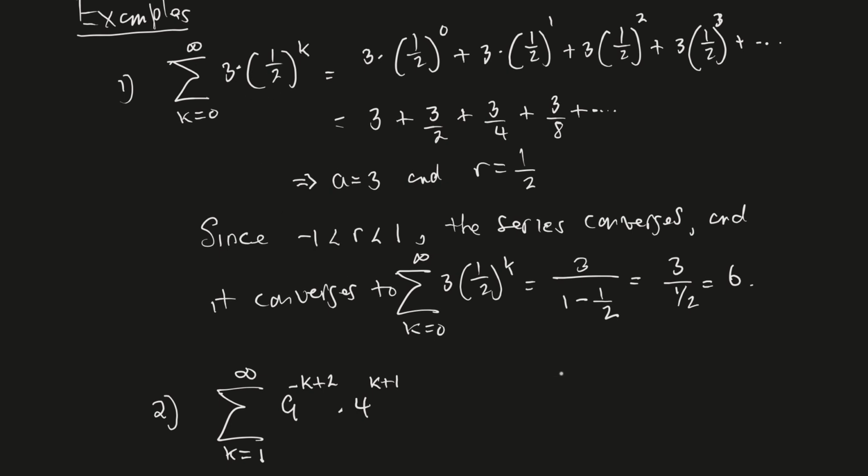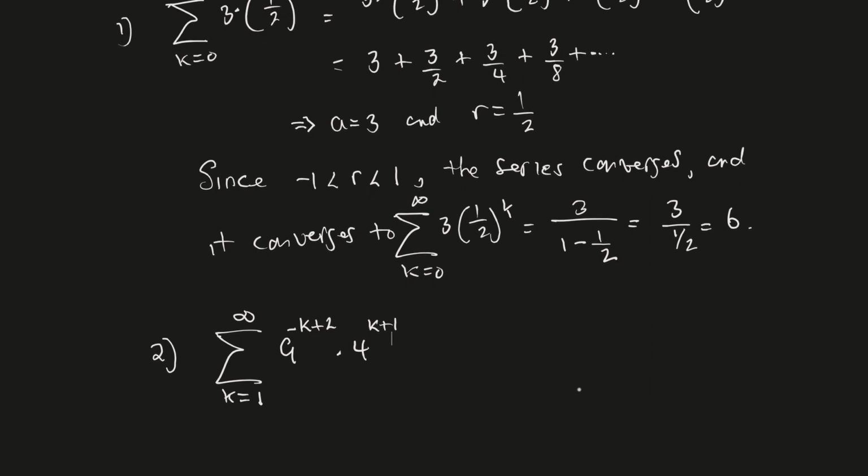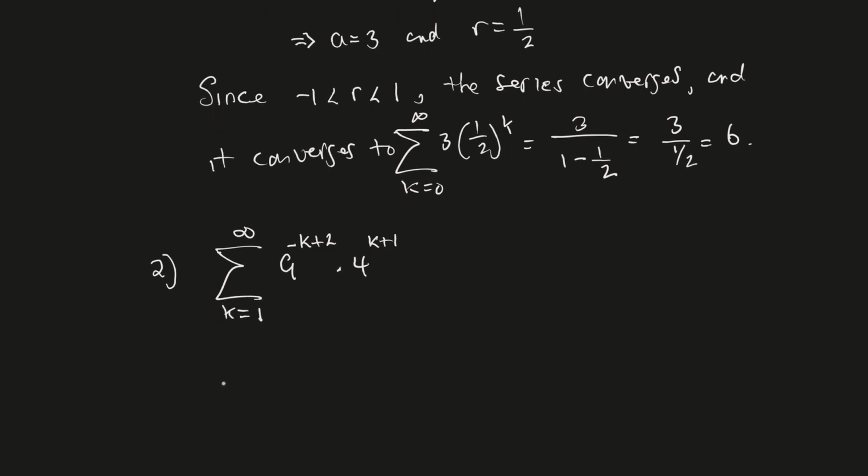So let's see how we would do. I'll do some algebra right below here. So let's start with 9 to the negative k plus 2 times 4 to the k plus 1. The first thing I'm going to do is factor each of these exponential expressions. So the first one factors as 9 to the negative k times 9 squared, and the second one factors as 4 to the k times 4 to the first power.